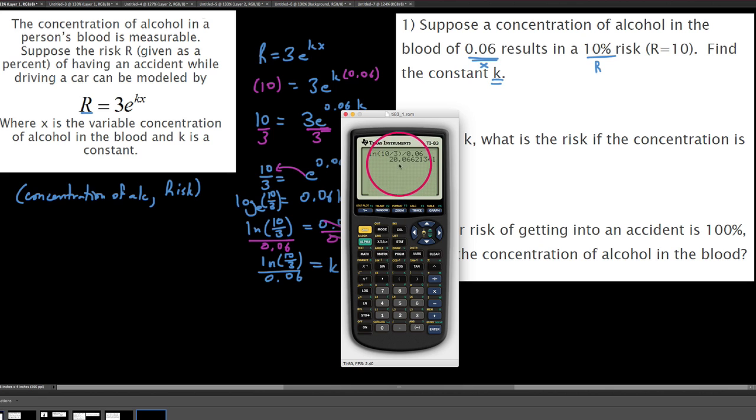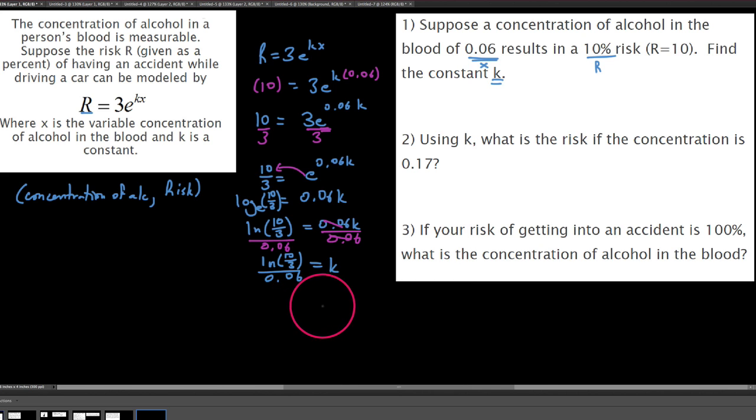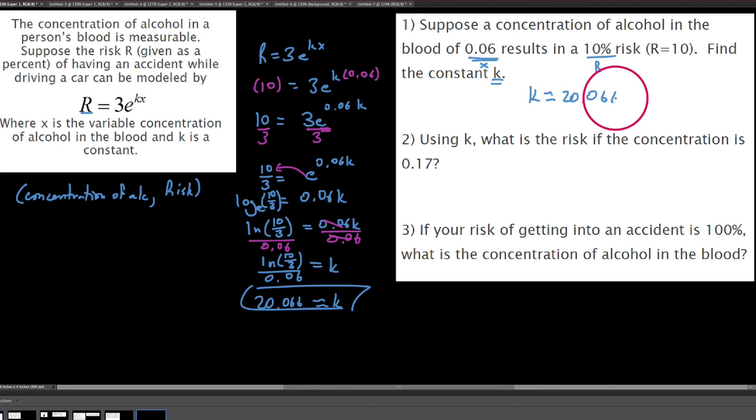So we get k, and let's go to 3 decimal places, 20.066. So we get an approximate value for k, and you'll notice that I'm writing the approximately equal to symbol. I'm going to write this value of k up over here. We were able to determine that k is approximately 20.066.